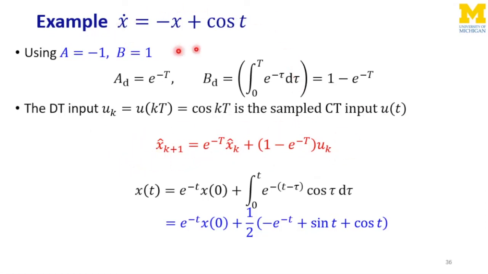We have a continuous time system looking like this. And this continuous time system can actually be solved exactly. And the exact solution of the continuous time system is shown here. So we have the discrete time solution coming from this equation and the continuous time solution coming from this equation.